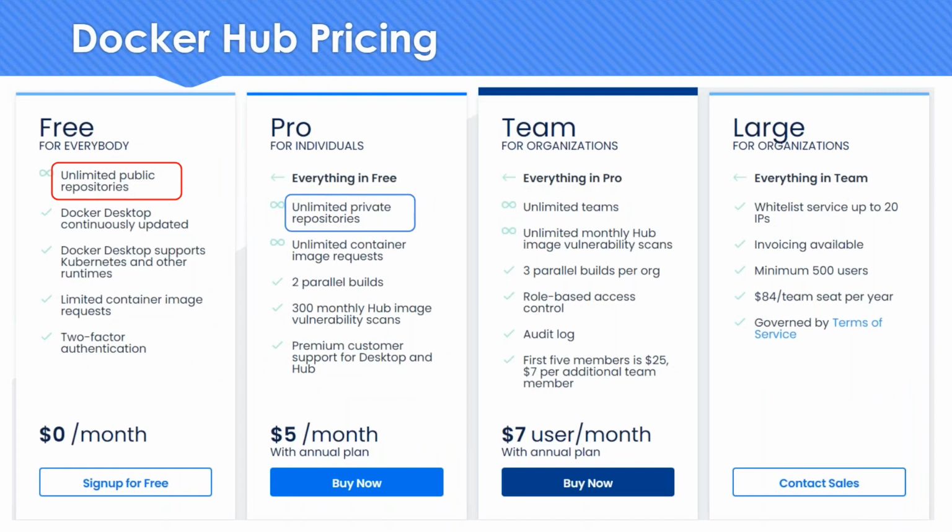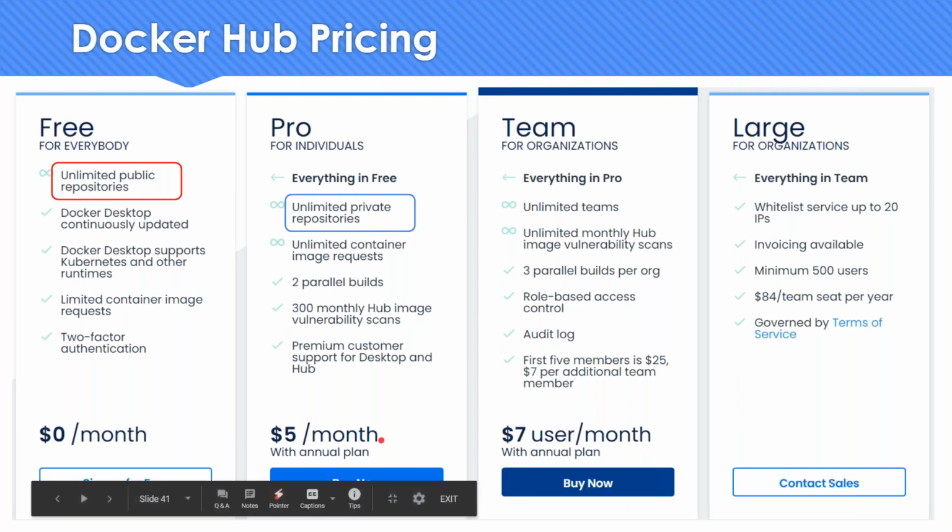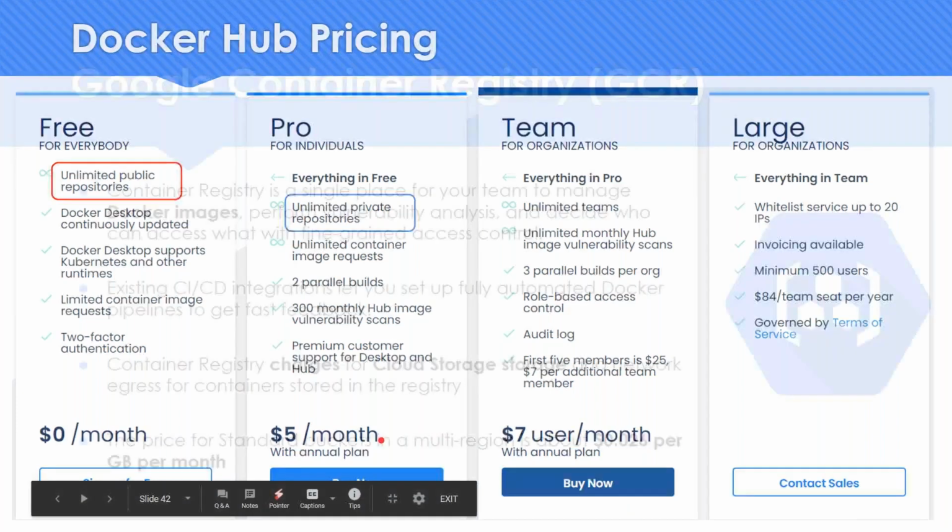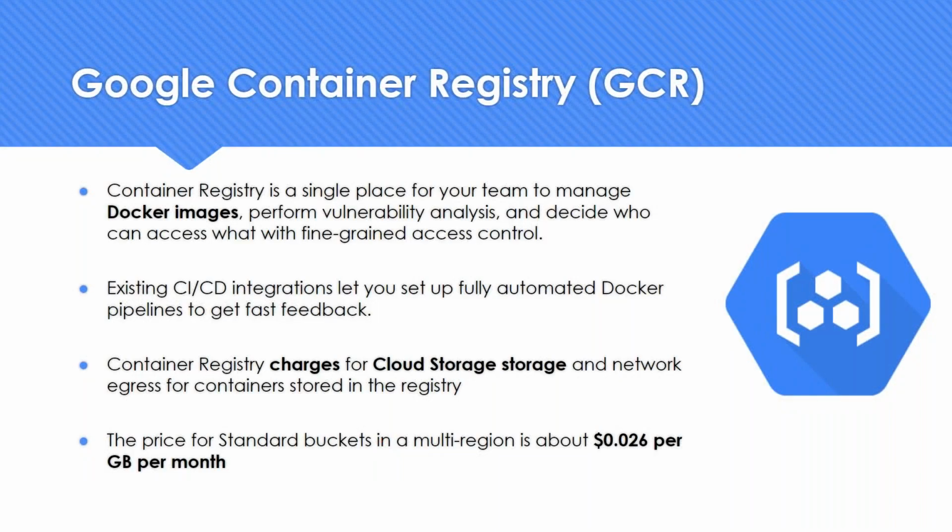So if I want to make it private, I have to pay something. The minimum is $5 per month. I don't want to do that. So instead of that, I'm going to use something called container registry. That's what we are going to see, how to explore container registry.